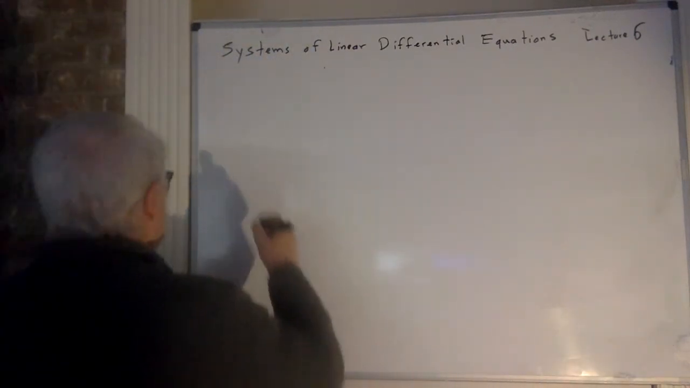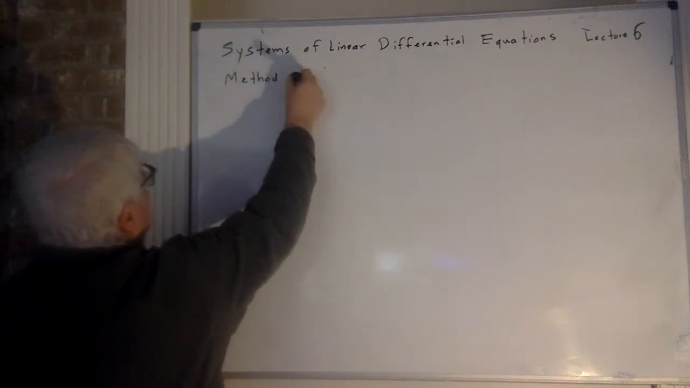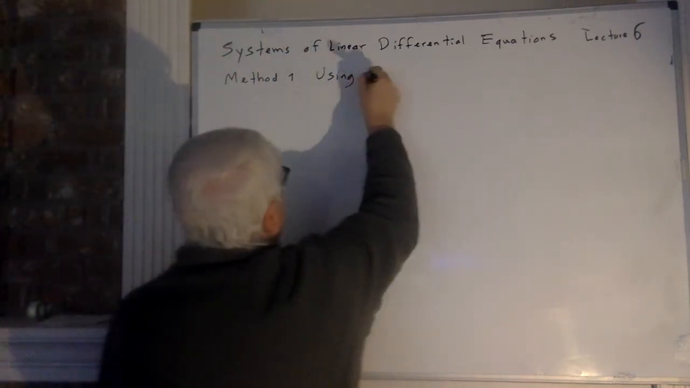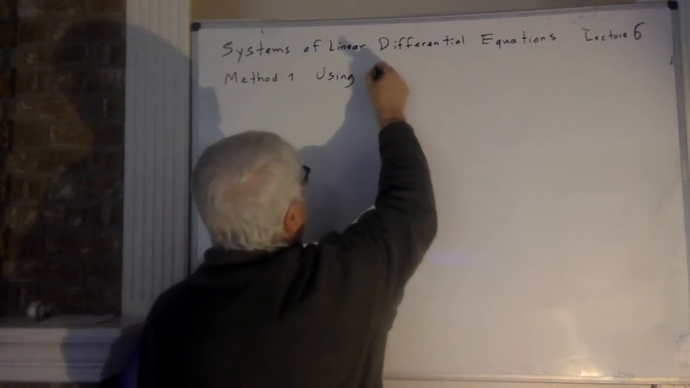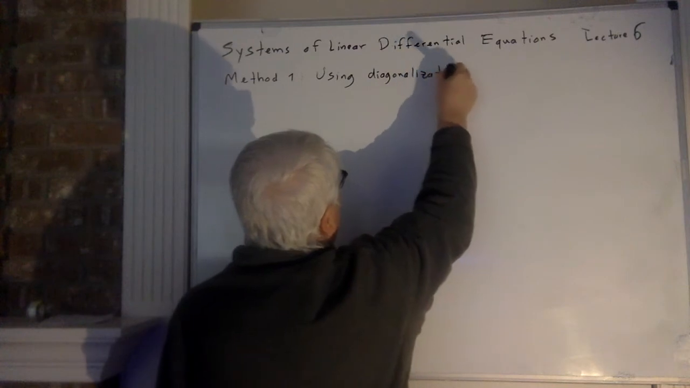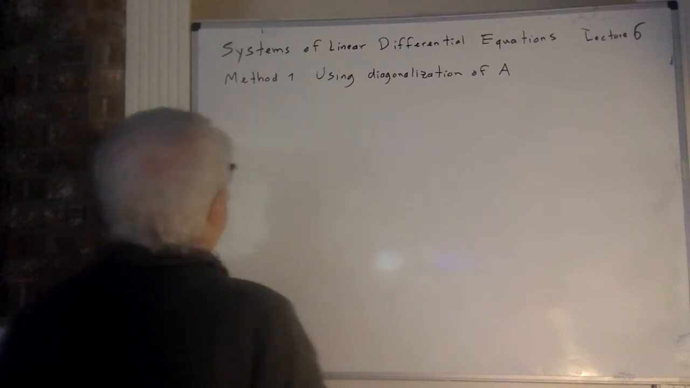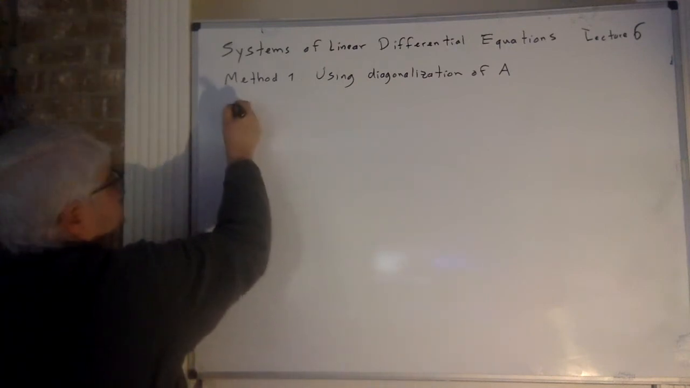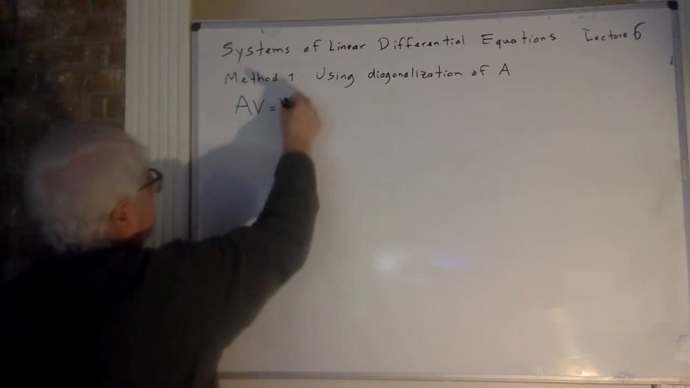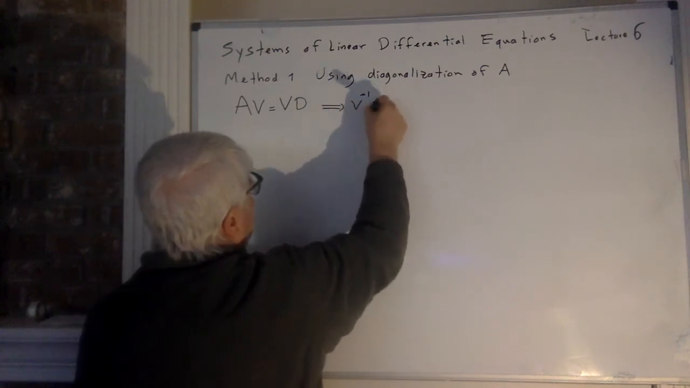Okay, method 1. Well, we know that the matrix A times V is V times D, and this gives me that V inverse A V is D.